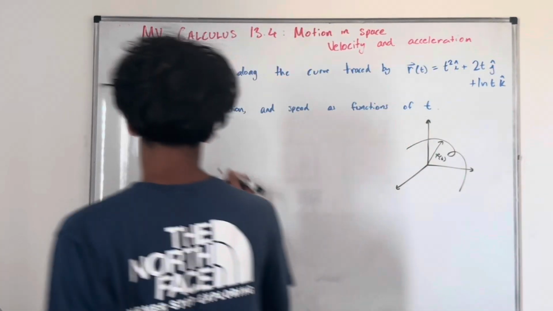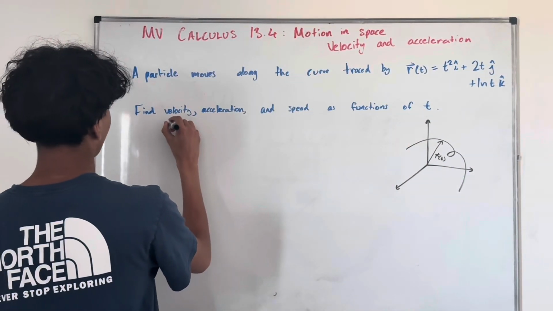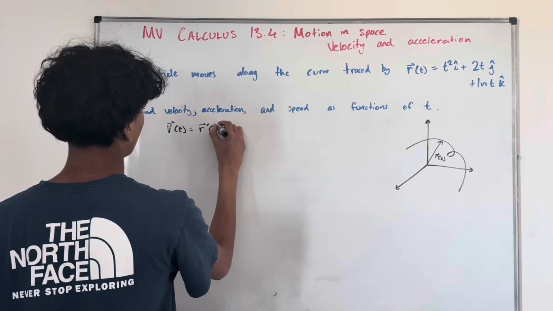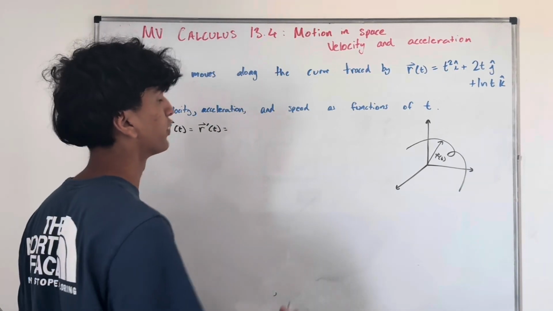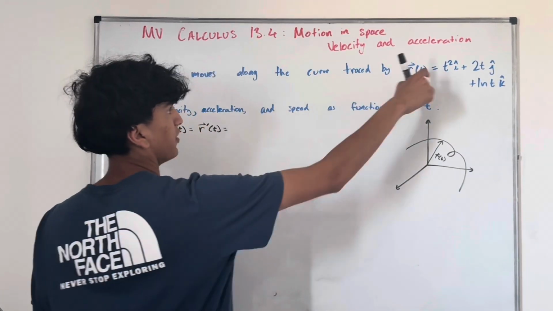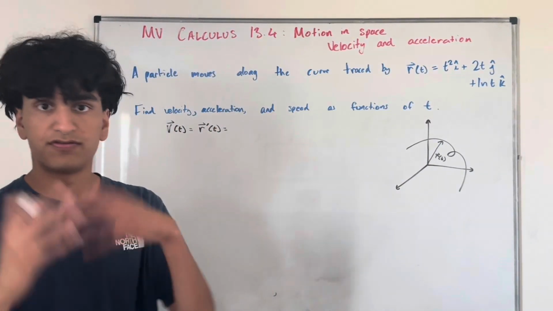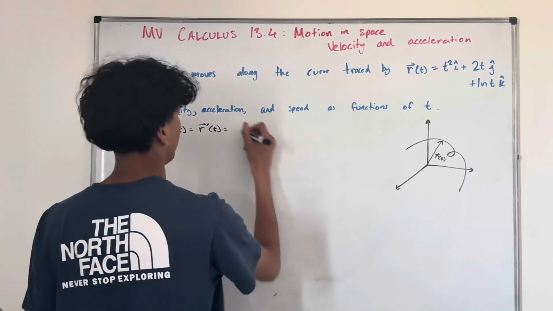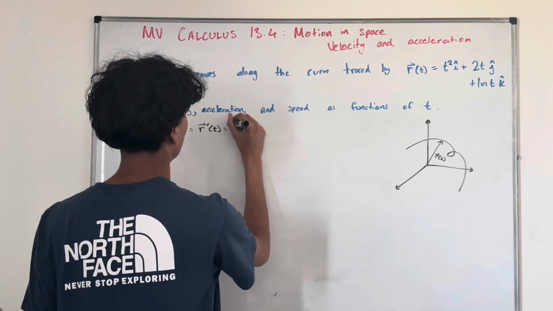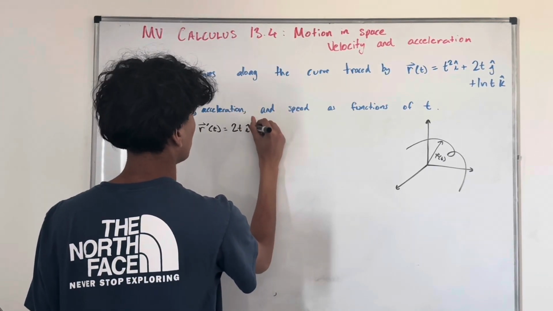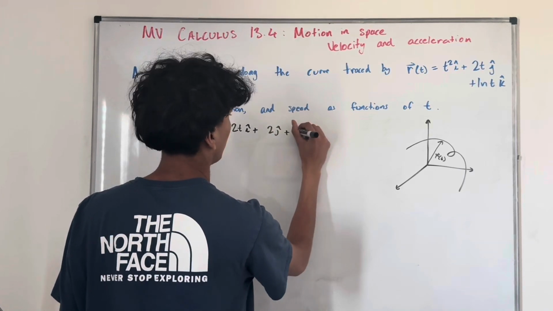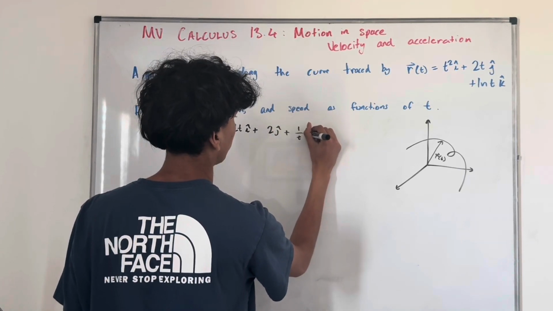So the velocity function v of t is really just r prime of t, and I can take this derivative pretty quickly. To take the derivative of vector functions, as we've done before, we're just taking the derivatives of the components, and that gives us the new components. So 2t i hat plus 2 j hat plus 1 over t k hat.